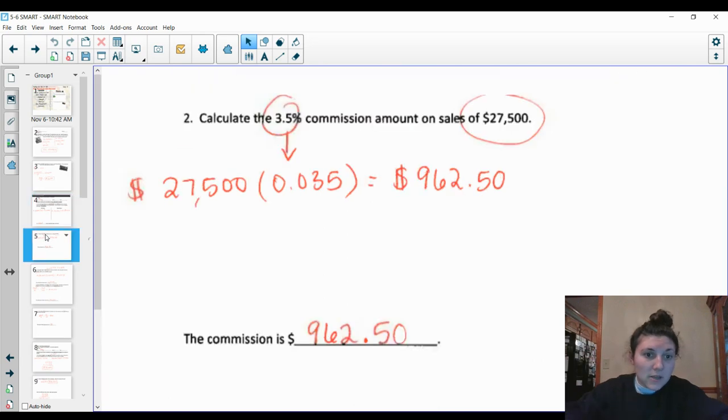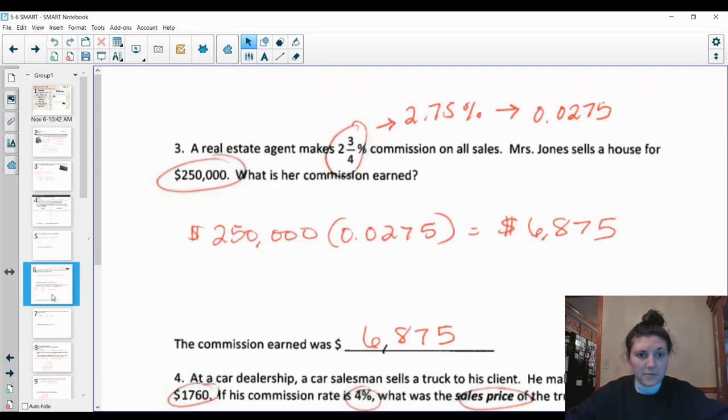Up next, number 2, again, you're taking that whole, that sales price, and multiplying by the percent as a decimal. We have 3.5%, so that's 35 thousandths. So yours should look like that. And you should get $962.50 for the commission.